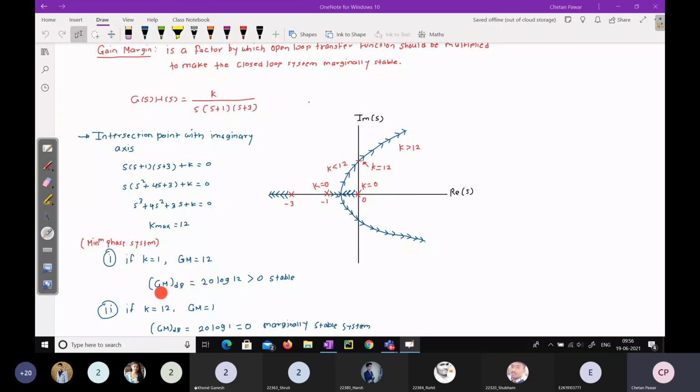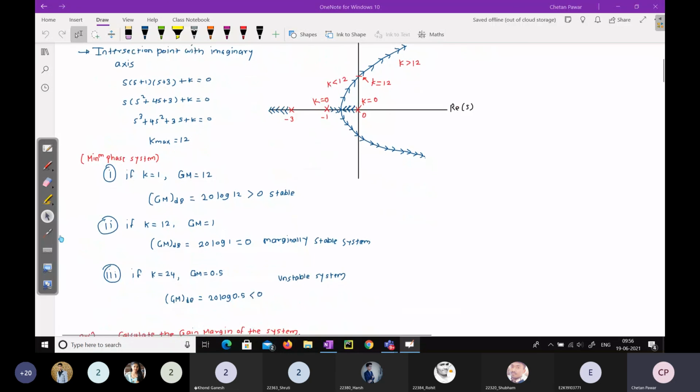If you calculate the gain margin in dB, that will be 20 log of 12, which is greater than 0, right? So the system will be stable. It's just like a threshold value. For example, if there is a 100 marks test, and 35 marks are required to pass that test, and a student got 32, there will be a margin of 3 marks, right? Now the system is unstable.